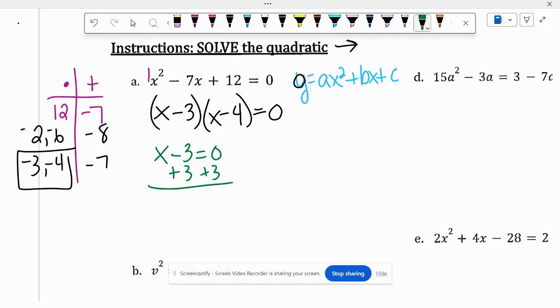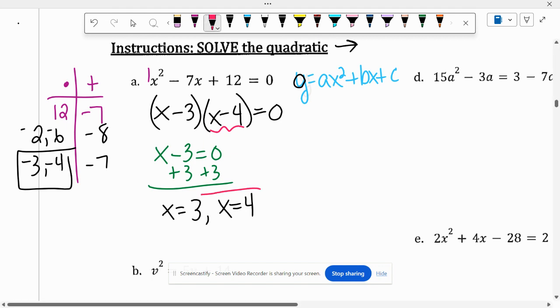I don't want you guys to have to do this step that I'm doing in green. I want you to just look at them and know that if you have a negative factor, the root or the solution is positive. I don't want you to have to write out x minus 4 equals 0, add 4 to both sides. I just want you to know that rule, okay? So that saves a bunch of time.